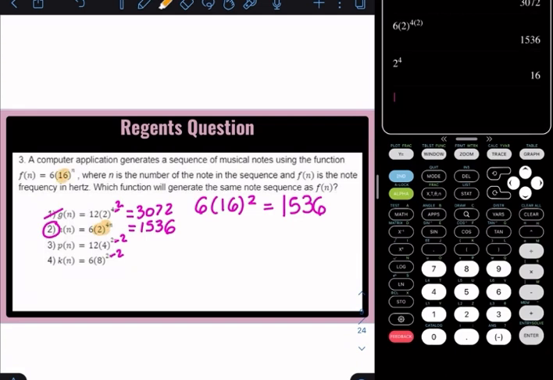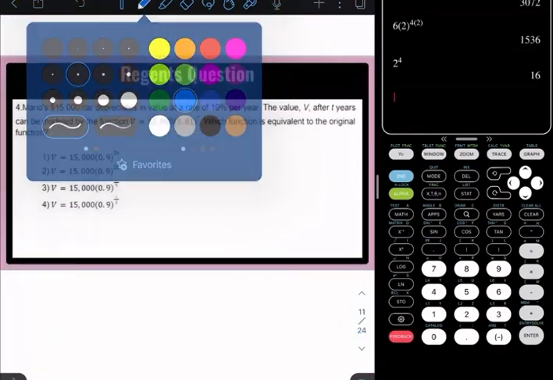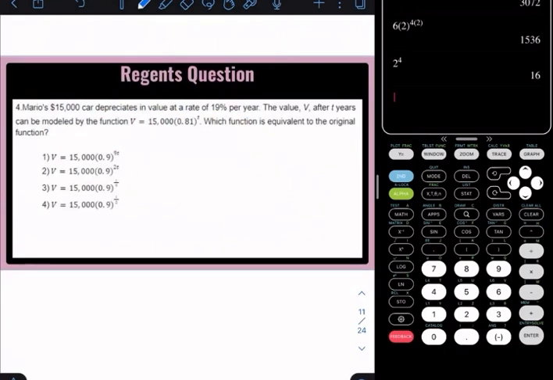All right, let's look at number 4. Number 4 is saying Mario's car depreciates in value at a rate of 19% per year. The value v after t years can be modeled by this function. Which function is equivalent to the original? All right, so let's again make t equal to 2. I just like the number 2. 0 could sometimes be a little iffy. 1 doesn't really get you that good of results. Make t equal to 2.